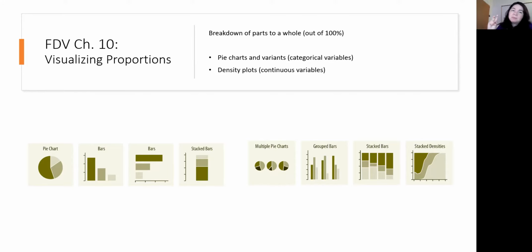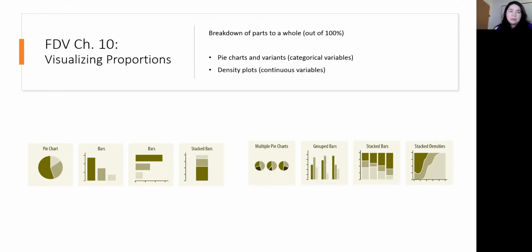So basically these can be split into two different things. One is when you are looking at categorical variables as those splits, and that's going to be things like pie charts and the variations from that. And then you're going to be looking at continuous variables, and those are represented by density plots, as shown on the far right here. And as you can see in this overview, you can have them by themselves or broken up into groups.